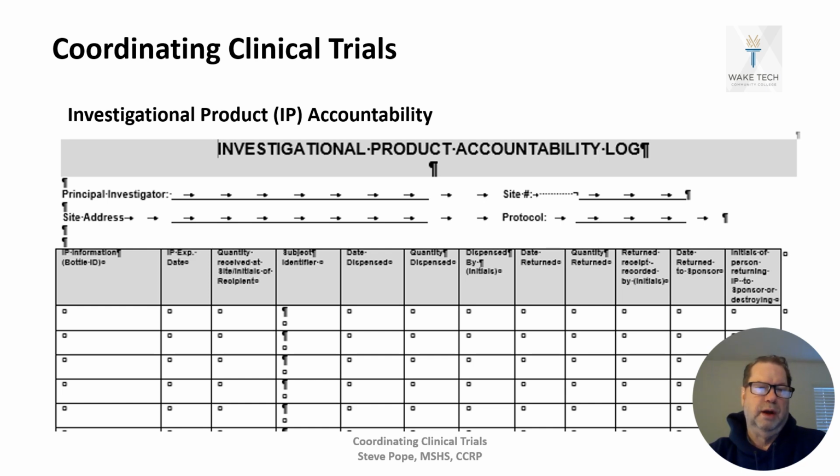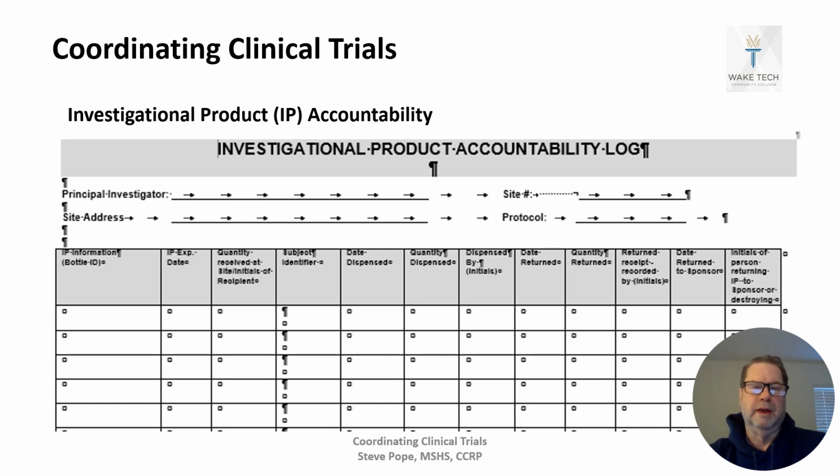So in the fourth column there, now you see the subject identifier. So let's say you have bottle number 1, and that was dispensed to subject number 1. Then you write that in there. You write the date that it was dispensed, the quantity that was dispensed. So if it's a bottle with, say, 30 pills, you would probably put 1 in that quantity dispensed column. Then it was dispensed by whom. The person would initial that and date it for when they dispensed it.